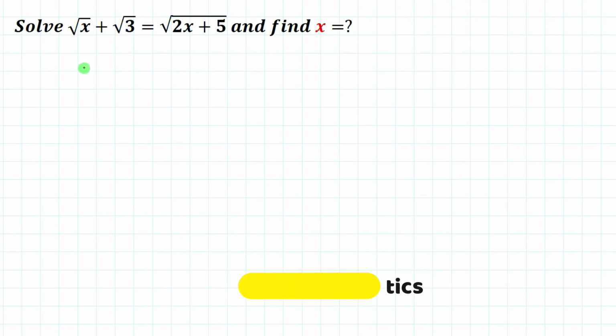In this video we are going to solve this interesting radical equation. So here we have given: solve √x + √3 = √(2x + 5), and we are asked to find the value of x. So without any delay, let's get started.